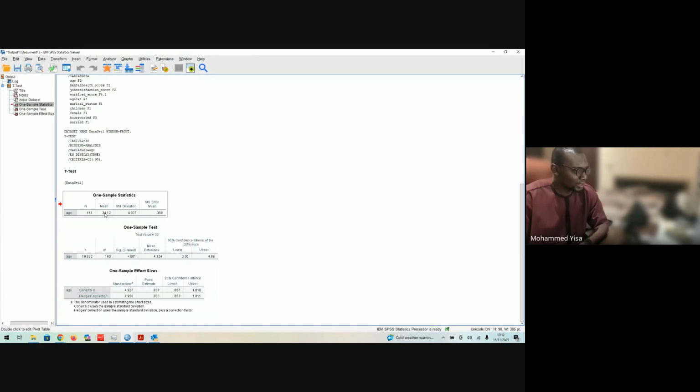The statistic here just tells you that this is the number of observations in your data set, or rather the number of observations that were used in calculating this.